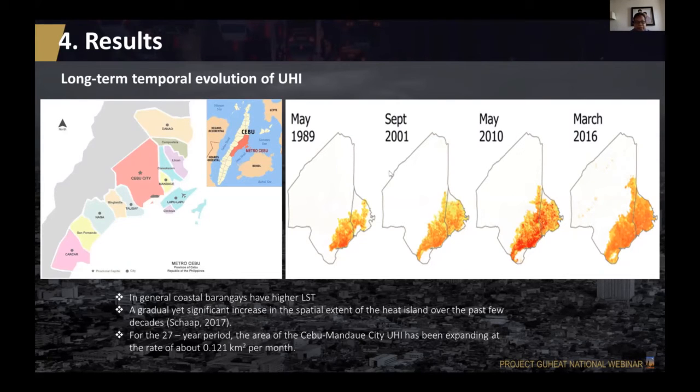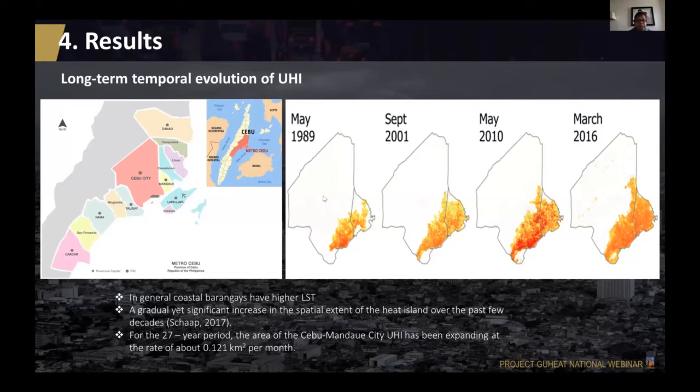Now, as you can see, we chose May for the summer months, for the hot season, September for the rainy season, and May for another year, 2010. We compare the extent and the intensity of the UHI, or the land surface temperature. As you can see, there is an increase in the area of the UHI.